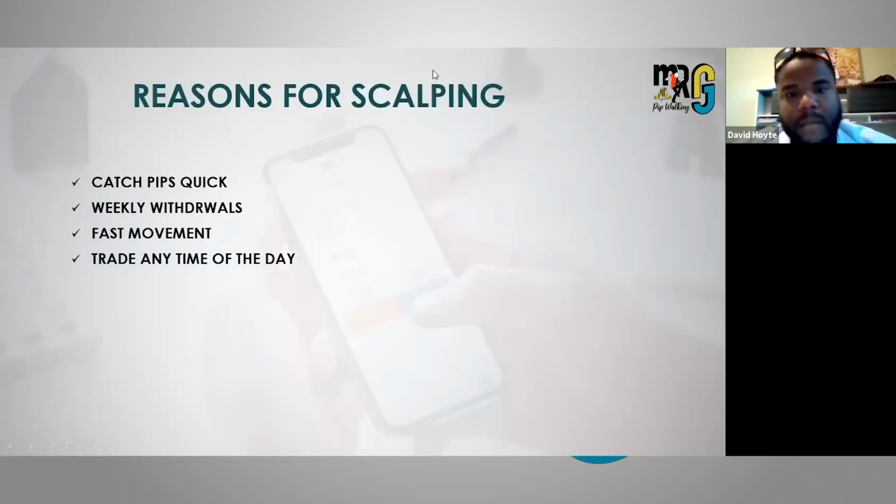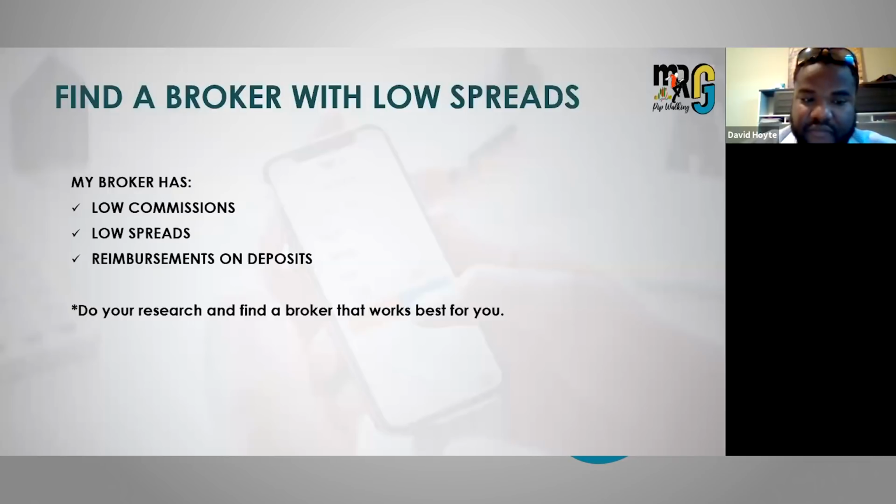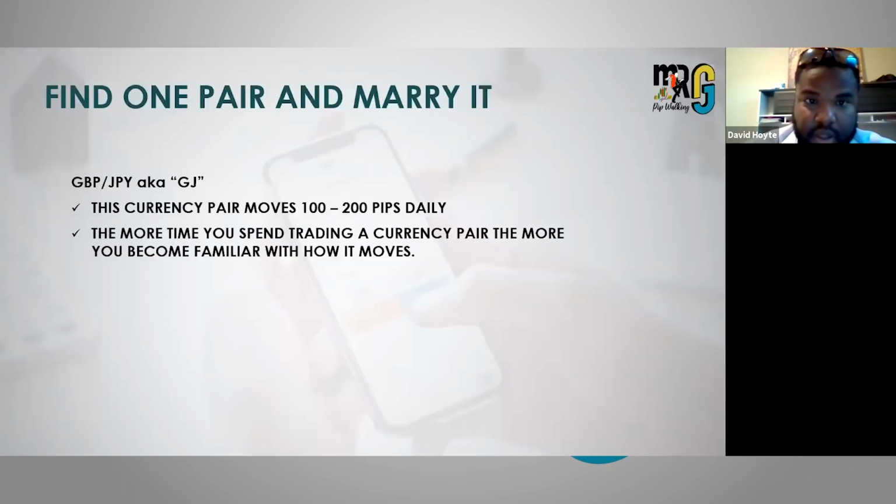So the reason for scalping, like we said, is catching pips quick, same weekly withdrawals, fast movement. You can trade any time of the day. Consolidation, meaning you can trade any time of the day. Same thing, you find a broker with low spreads and low commission. They reimburse on your deposit. That's fine. You do your research on your broker, or you can hit me up and I can tell you which broker I'm using. Now, same thing of finding one pair and marrying it. Same exact stuff, guys. You want to know how the movements of it are going.